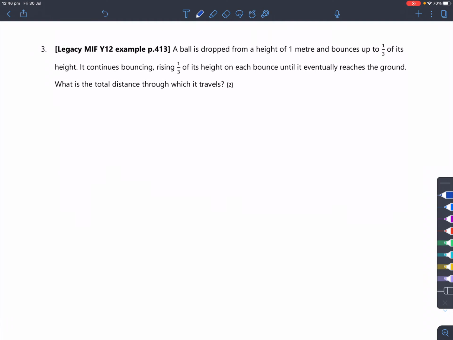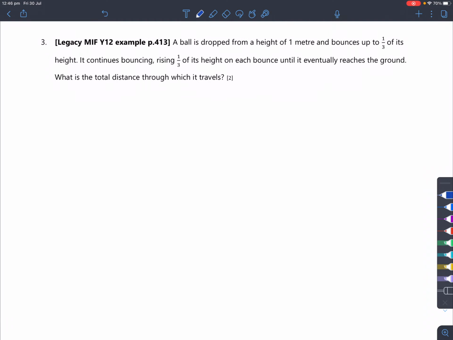So if a ball is dropped from a height of 1 meter, that means it's like this. That's 1 meter. Then it bounces, right? Rising to a third of its height on each bounce. So if you drop it by 1 meter, it's only going to increase again by a third of the meter. Let's just say that's a third. And then it's going to decrease again and hit the ground. So it's going to travel again a third of a meter.